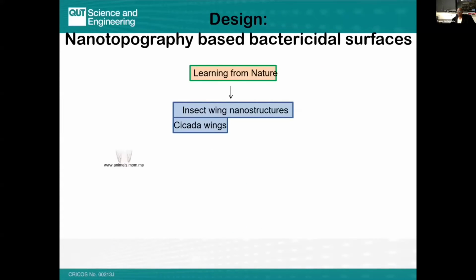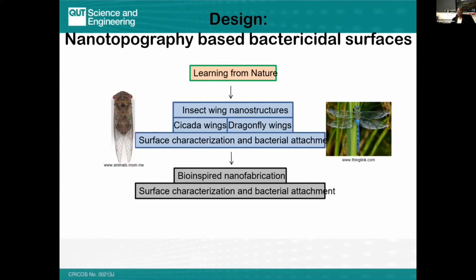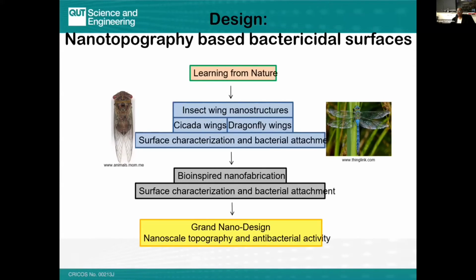So basically what we did is we learned from nature, and we studied insect wing nanostructures, both cicada and dragonfly. Then we surface characterized these bacterial attachments. Then we used several nanofabrication techniques to translate this work on surface characterization and bacterial attachment. And then we produced nano designs, nanoscale topography, which is both antibacterial and antiviral.